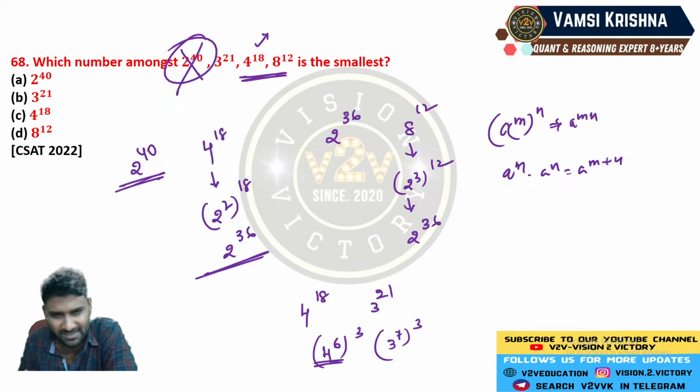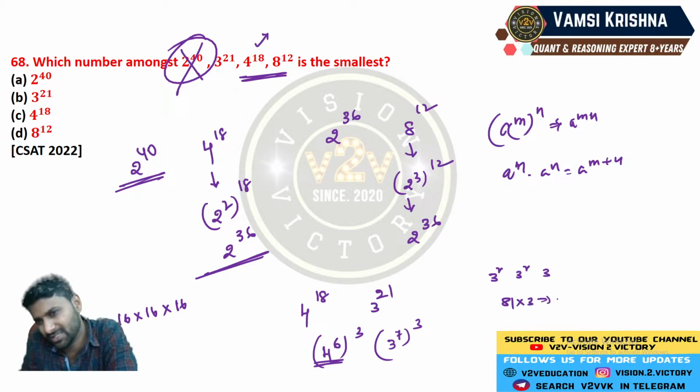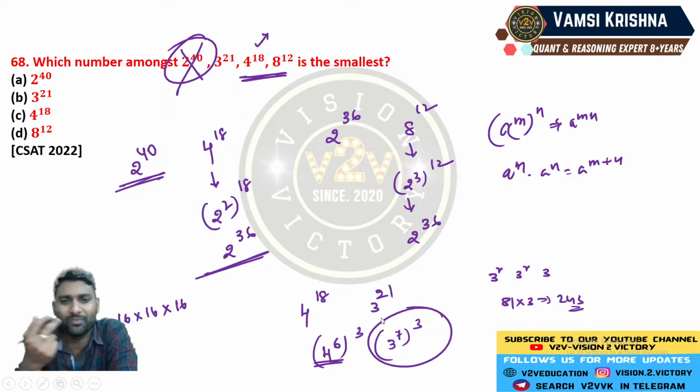Now, 4 power 6 means 4 square into 4 square into 4 square, which is 16 cube. Now, 3 power 7 means 3 square, 3 square, 3 square, 3. 9 nines are 81, and 81 into 3 is equal to 243. Definitely, 3 power 7 is less than 4 power 6 value. So we can conclude that 3 power 21 is the lowest number.